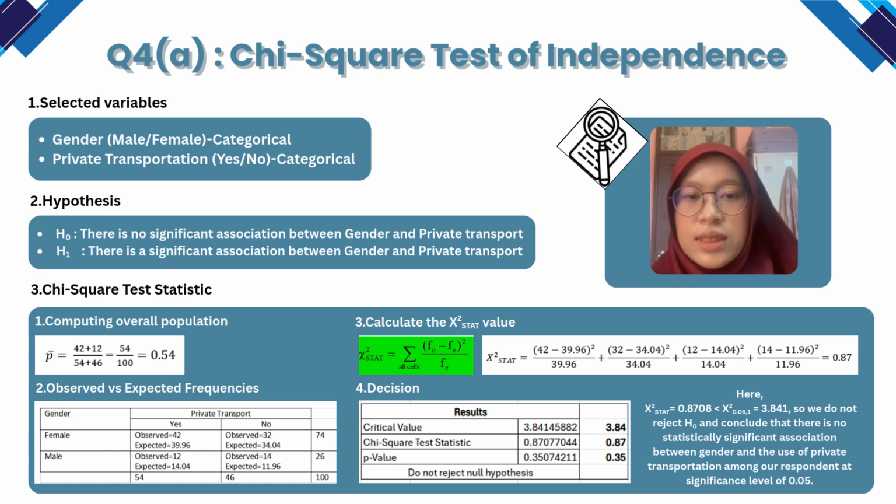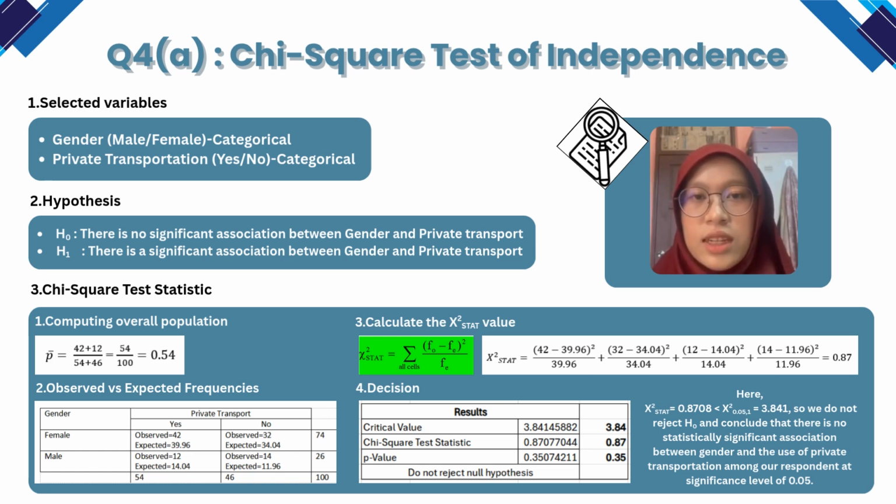First thing first, I will state two hypotheses. The null hypothesis is there is no significant association between gender and private transportation. Meanwhile, the alternative hypothesis is there is a significant association between gender and private transportation. So now we move to the chi-square test statistic. Firstly, I will compute the overall population as you can see in my calculation down below. Then you will get the result of 0.54.